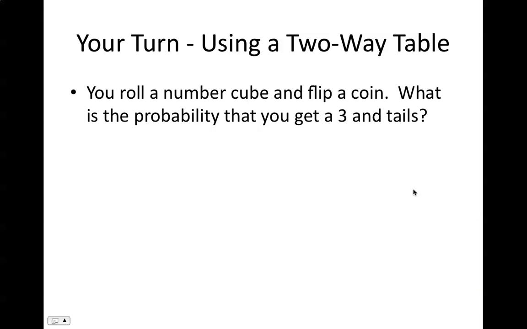Okay, now it's your turn to try this. So here's your scenario. You roll a number cube or a dice and flip a coin. What is the probability that you get a 3 and a tails? So think about that situation. Create a two-way table that would determine that situation, and then figure out what the probability is of getting a 3 and the tails. All right, this is one that you're going to work on your own, and then we'll go over the answer tomorrow.